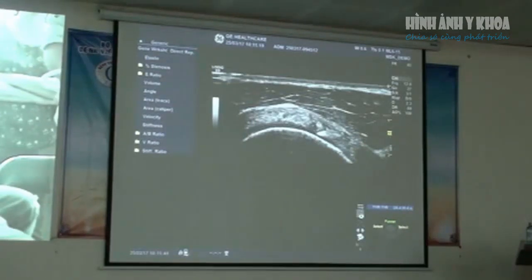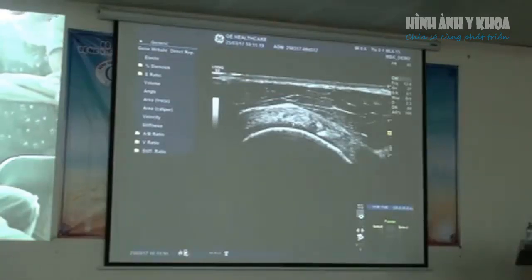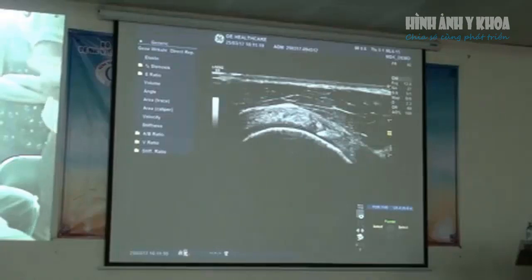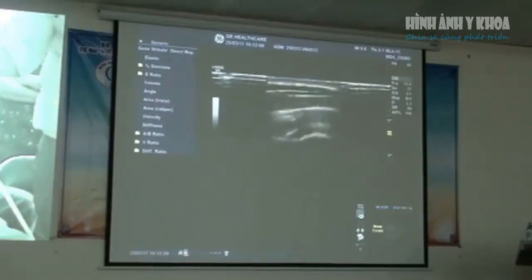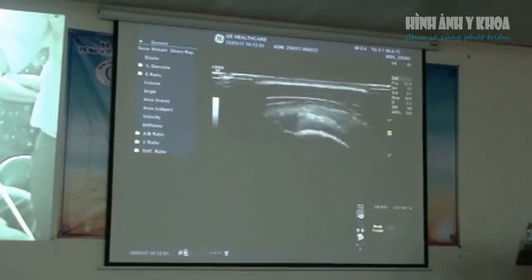So you can see that there's a little space just there, little one just there, little one there, and little one there. So they're just the spaces in between the individual tendon fibers, so that's normal.